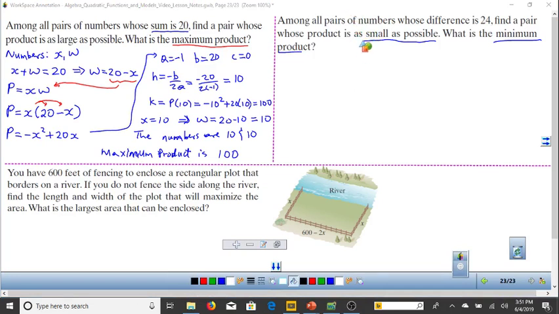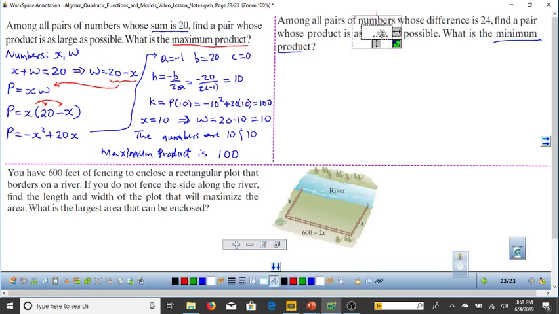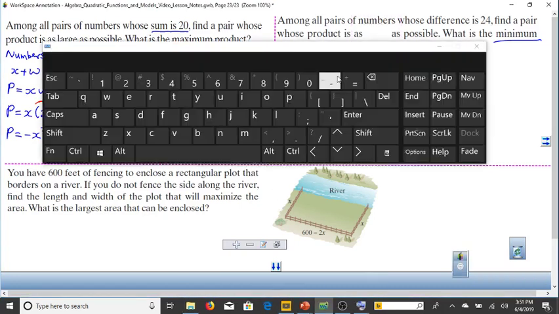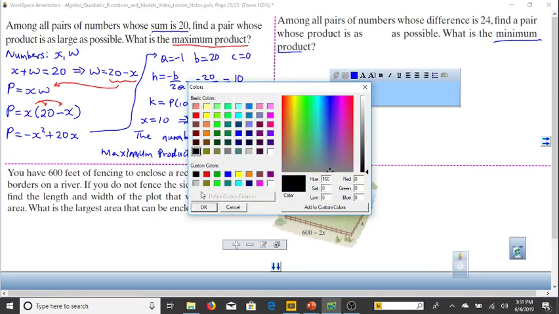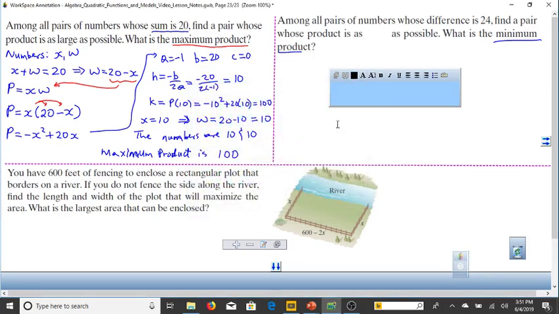Instead of saying as small as possible, I'm going to say as low as possible. Because low is not referring to size, it's actually referring to position relative to the number 0. So it's as low as possible. So let's see if that will work.